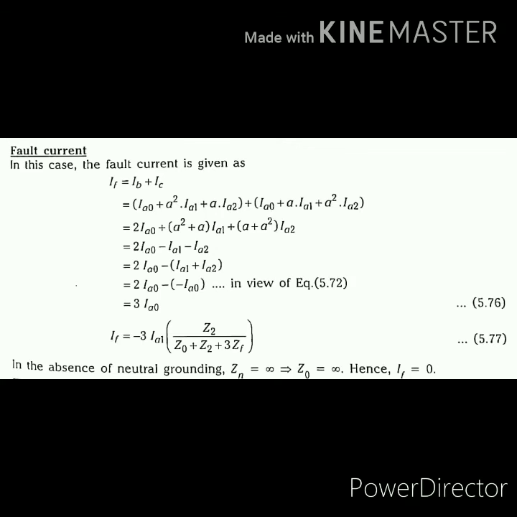If you see the final equation for fault current IF, Z0 is present, therefore the effect of neutral grounding comes in. So if the neutral is not grounded, your impedance Zn becomes infinity. Therefore Z0 also becomes infinity and the fault current becomes equal to 0.